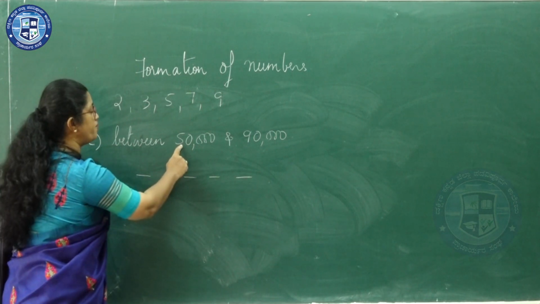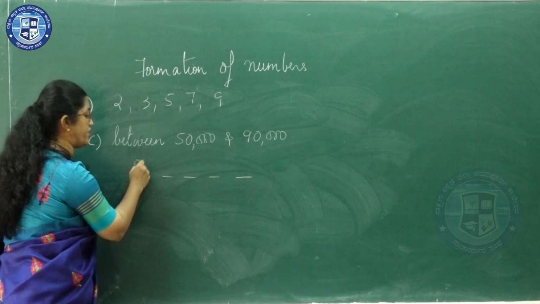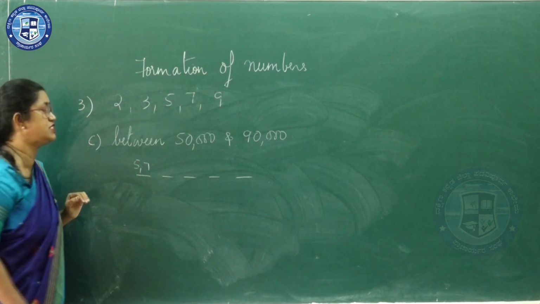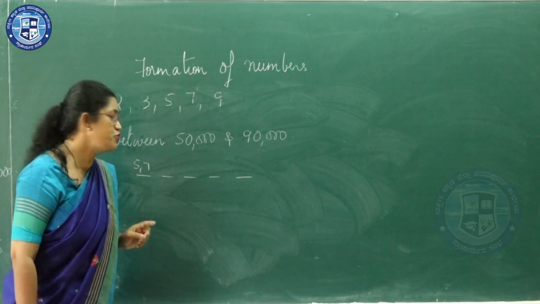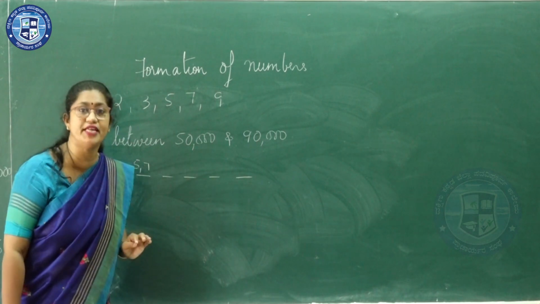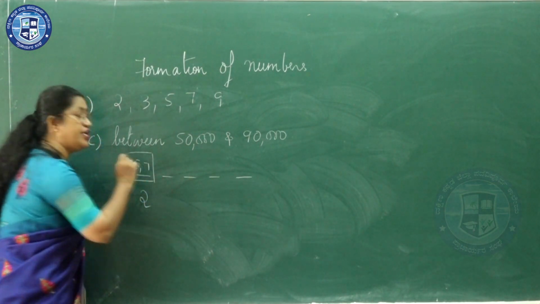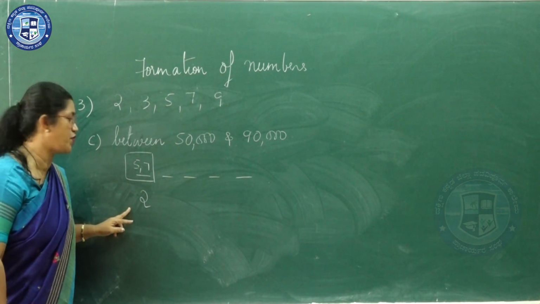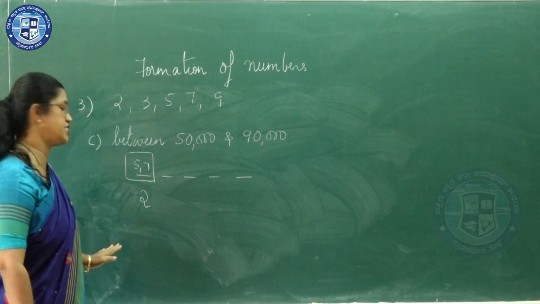So more than 50,000, I cannot put 2, I cannot put 3, but I can put 5 here. I can put 7 because it will come in the 70,000 series. Can I put 9? I cannot put 9 because the number will become more than 90,000. So the restriction here is that this has only 2 choices. Now once I have 2 choices for this one, the rest of them do not have any restrictions.